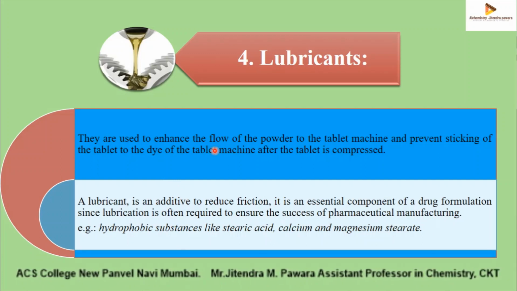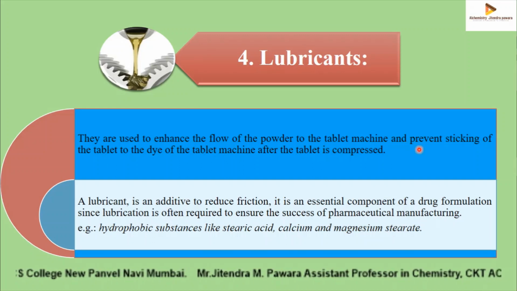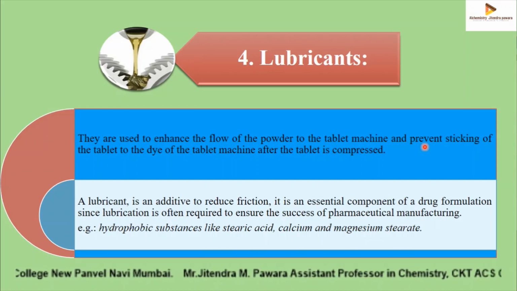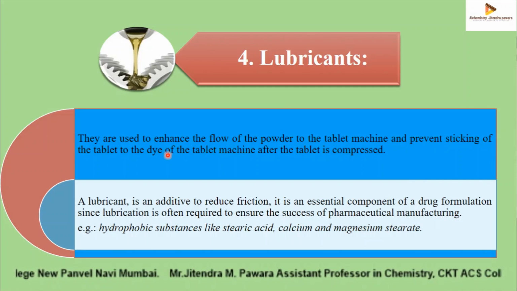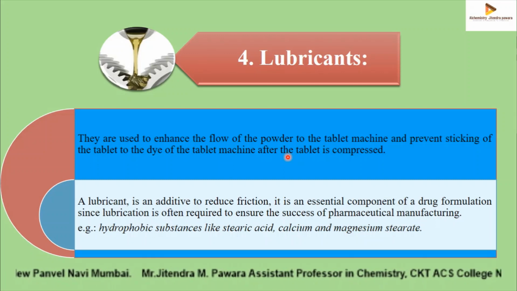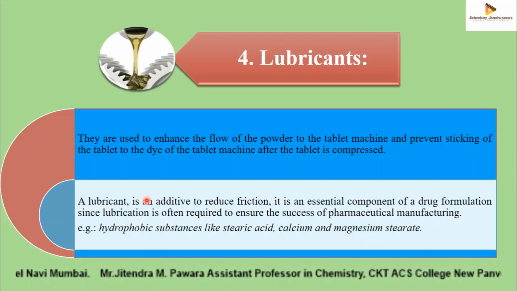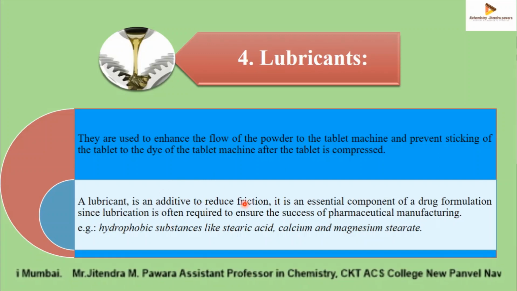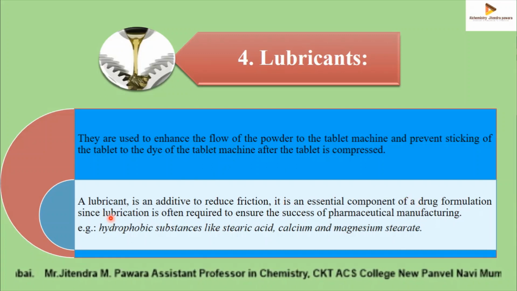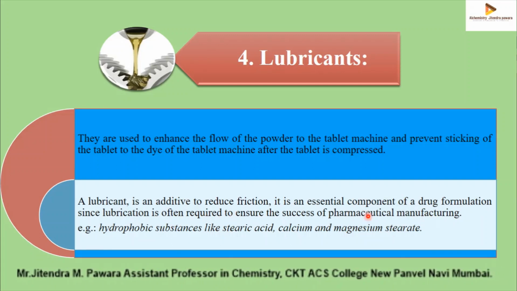So the role of lubricant is that it is used to enhance the flow of powder to the tablet machine. Again, one more important thing is that it prevents the sticking of the tablet to the die of the tablet machine after the tablet is compressed. A lubricant is an additive used to reduce friction, and it is an essential component of drug formulation, since lubrication is often required to ensure the success of pharmaceutical manufacturing.